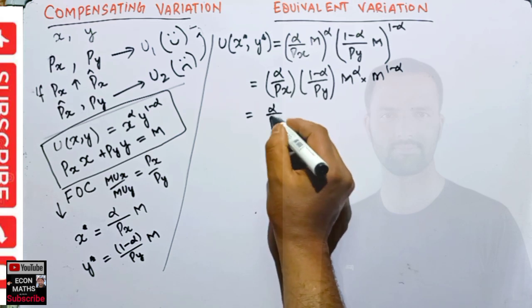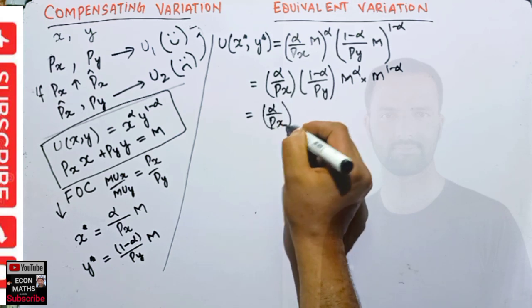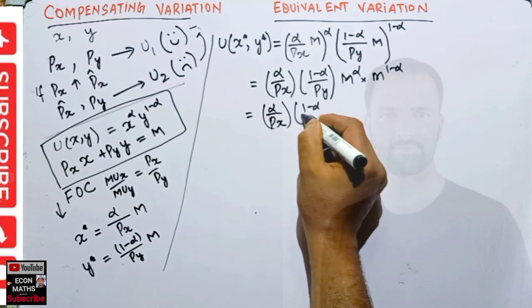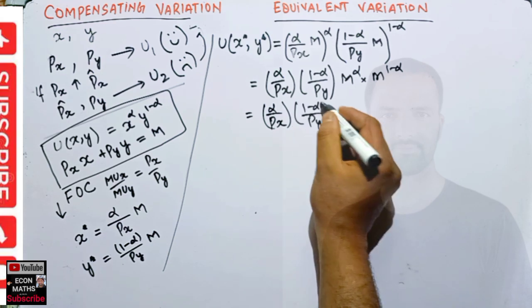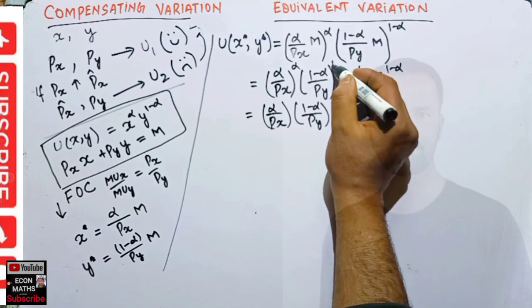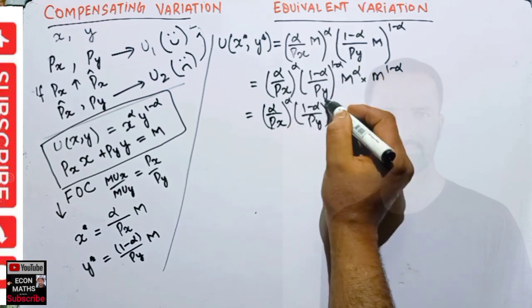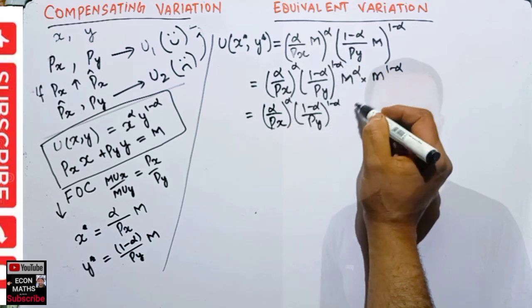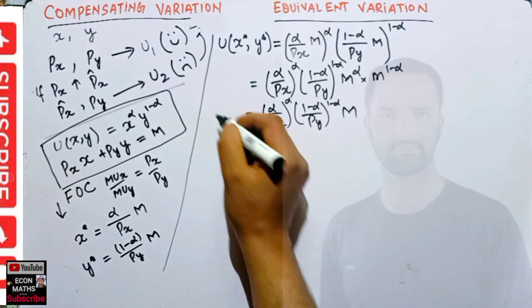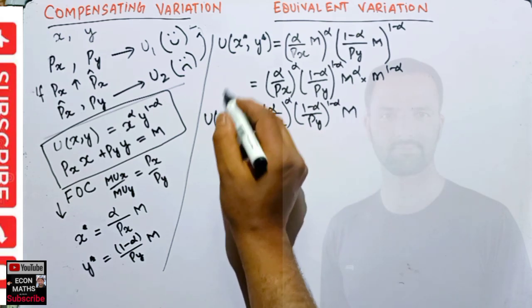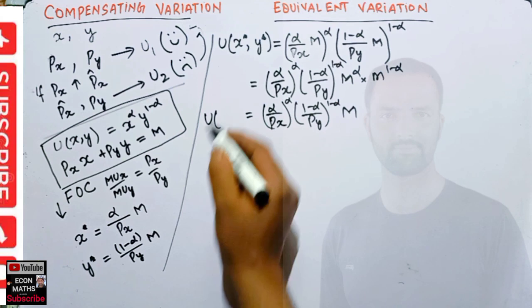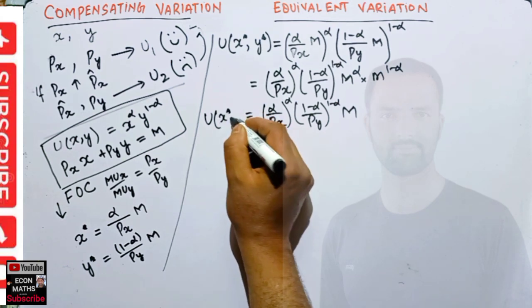and this comes out to be alpha px 1 minus alpha py. So here we have alpha, 1 minus alpha, alpha, 1 minus alpha, and we have here only m. So this is our utility when we consume x and y.